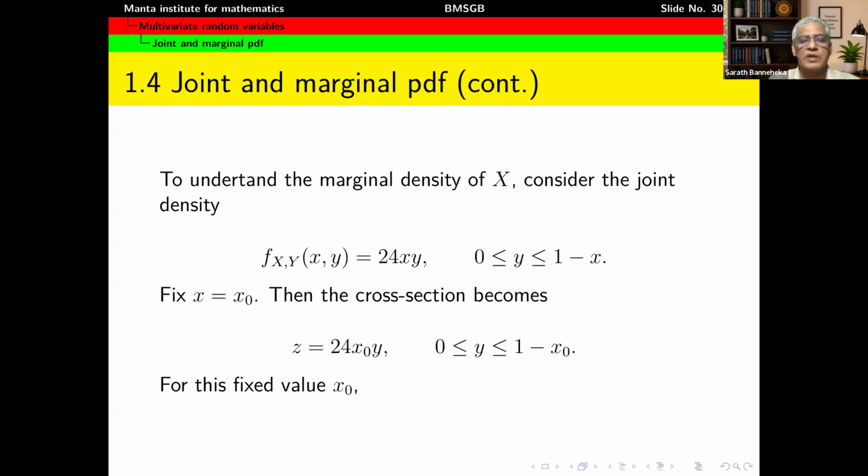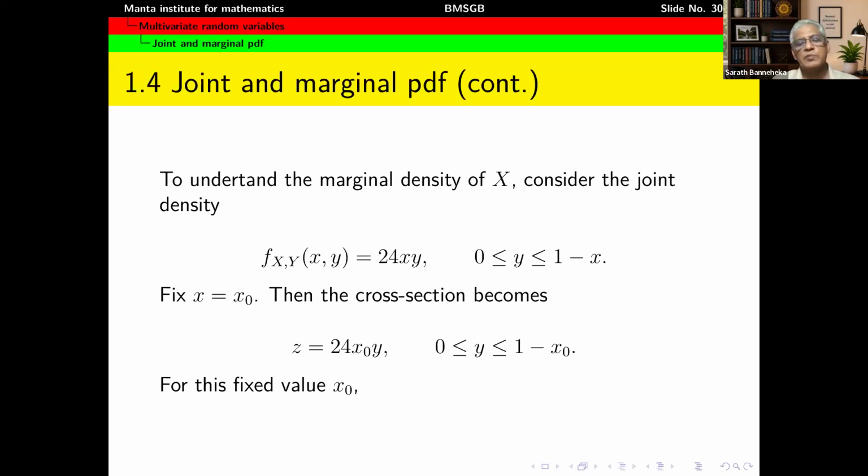So if I discuss the same thing further, this is the joint density function that we are considering. Let us consider a particular x naught value like 0.3. Then the cross section becomes 24 times x naught times y. X naught is fixed, so this whole thing is a fixed number times y. So you can see that it's a straight line in terms of y. That's why you saw that the cross section was a triangle.